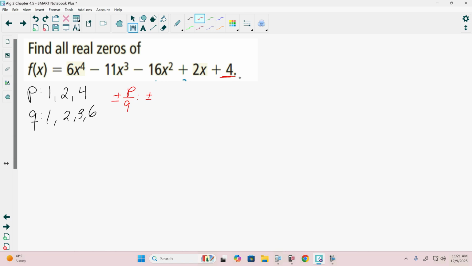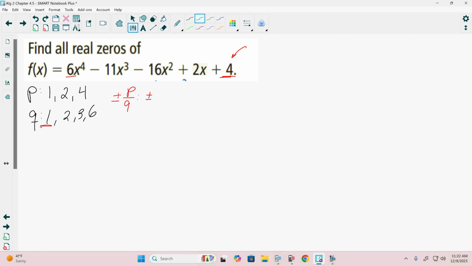So p is the factors of the constant term, our number without a variable. So what numbers multiply together to give us 4? 1 and 4, and 2 and 2. Since 2 shows up twice, we're only going to list it once. Q is the factors of the leading coefficient, the number in front of our variable with the biggest exponent. So 1 and 6, 2 and 3. Make sense?